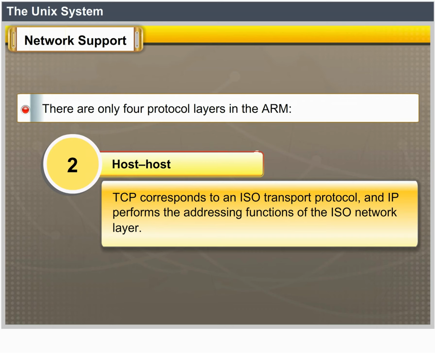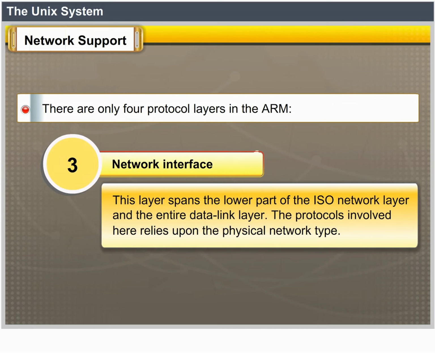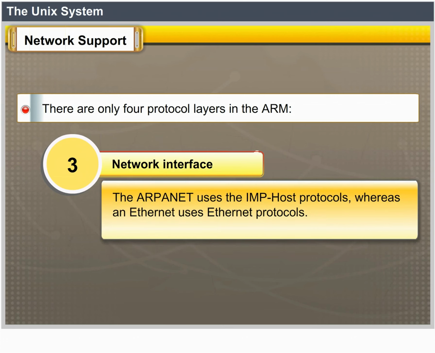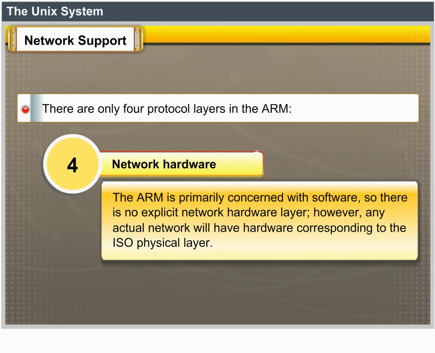Network interface. This layer spans the lower part of the ISO network layer and the entire data link layer. The protocols involved here depend on the physical network type. The ARPANET uses the IMP host protocols, whereas an Ethernet uses Ethernet protocols. Network hardware. The ARM is primarily concerned with software, so there is no explicit network hardware layer. However, any actual network will have hardware corresponding to the ISO physical layer.